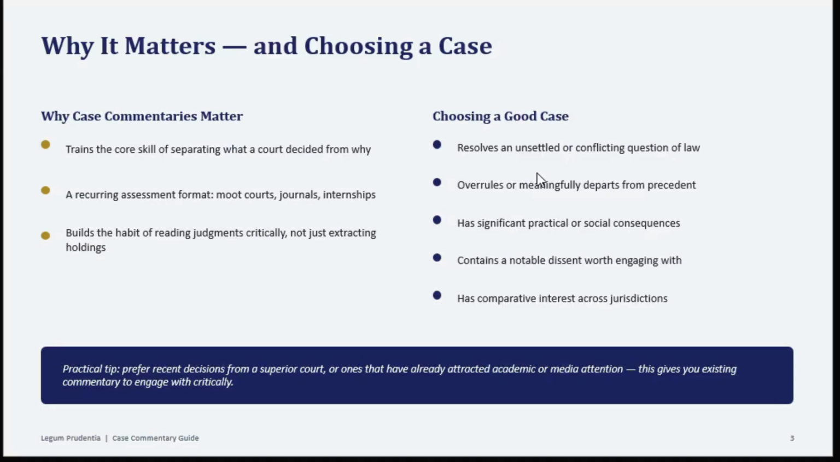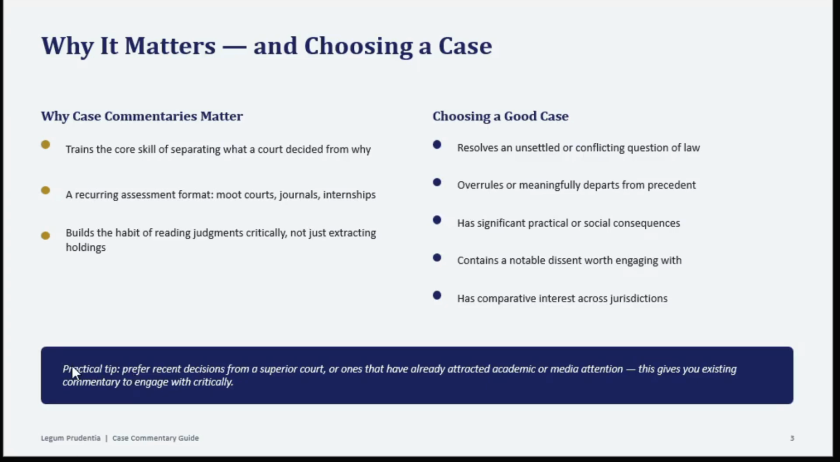Now, choosing a good case. It should resolve an unsettled or conflicting question of law. It overrules or meaningfully departs from precedent. It has significant practical or social consequences. It contains a notable dissent worth engaging with. It has comparative interest across jurisdictions. So if you are choosing a case law for your case commentary, try to relate these points with your own case law.